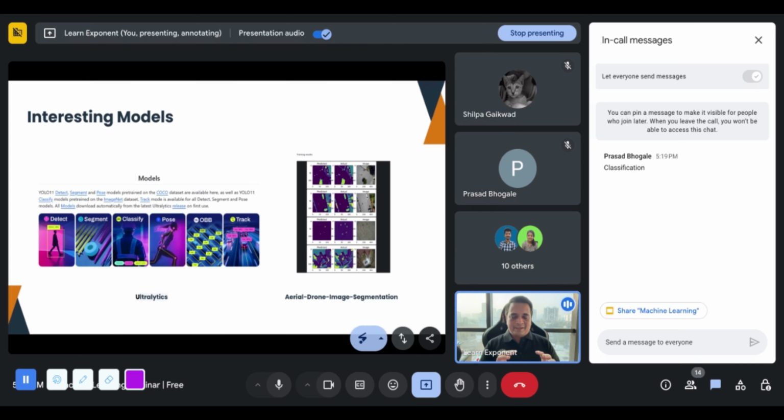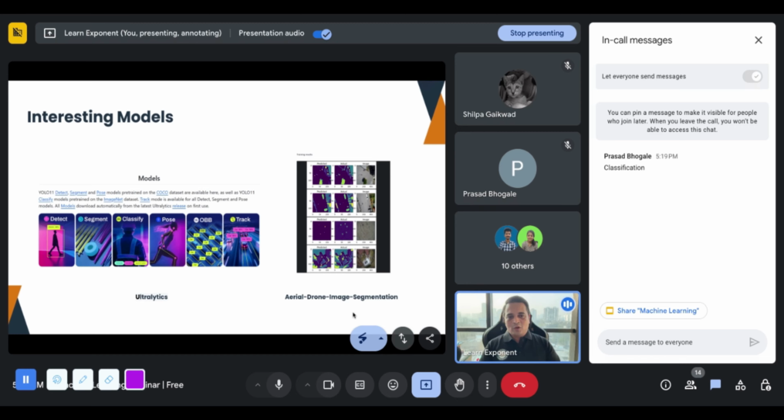Now I'm going to take some time and talk about some interesting models that I found on the internet. The first one is Ultralytics YOLO. YOLO is pretty nice. You can do object detection, segmentation, classification, pose. OBB stands for oriented bounding box, so you take your box and it annotates those things. And the last one is track.